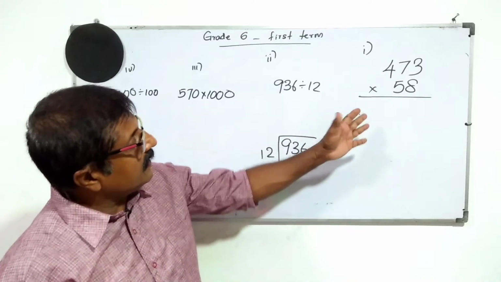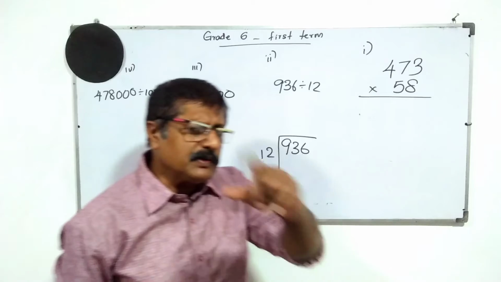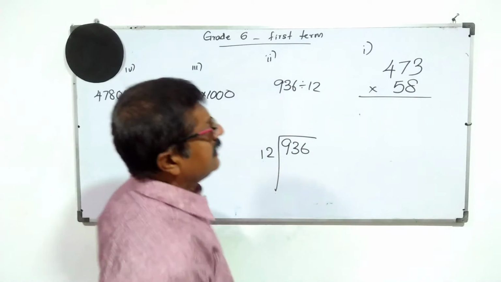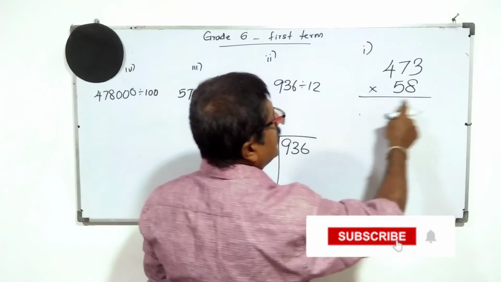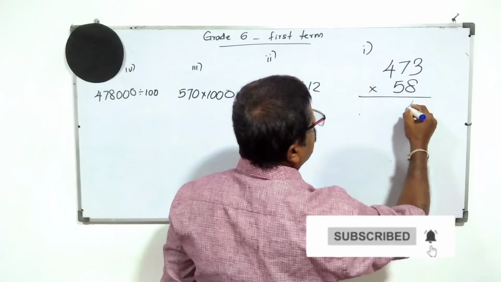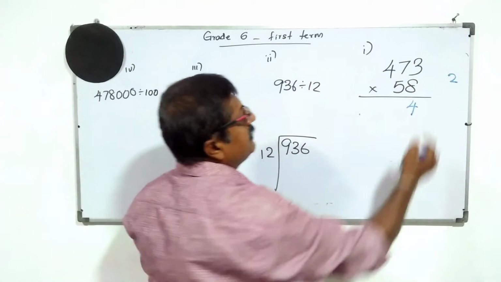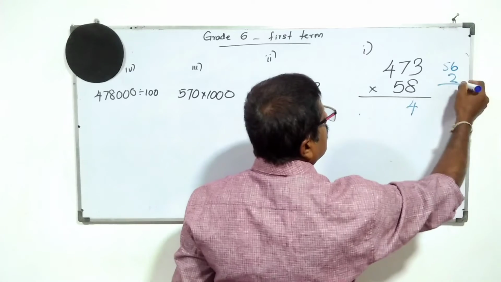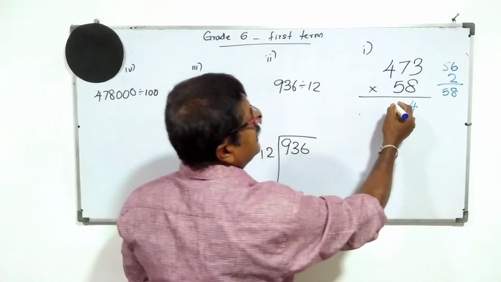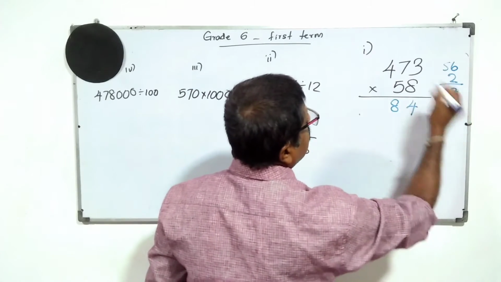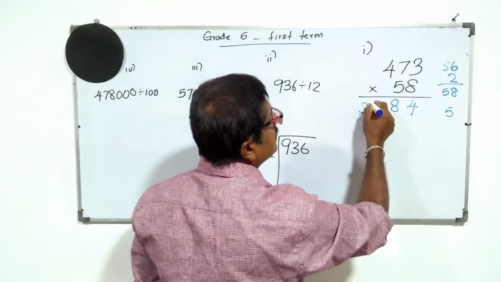Okay children, now this seventh question has 4 parts. First, a multiplication. Now, I think you can remember how a multiplication is done. Take up the unit number first and multiply by that. 8 times 3, 24. 4 and 2 kept aside. 8 times 7, 56. Then with this 2, it becomes 58. Then we write 8 in here and keep the 5 aside. 8 times 4, 32. 32 and 5, 37.